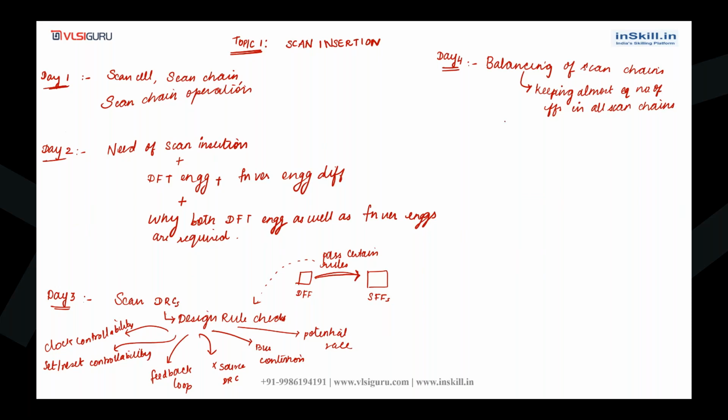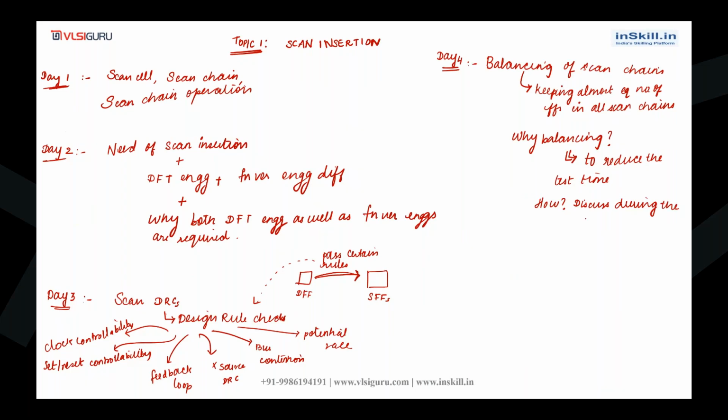And why do we need to go for balancing? We need to go for balancing in order to reduce the test time. So how, if you go for balancing, are you able to achieve a reduction in test time? We will discuss this during the course, on day 4 of our scan insertion topic.